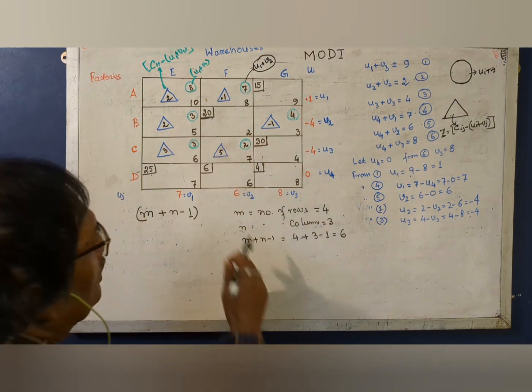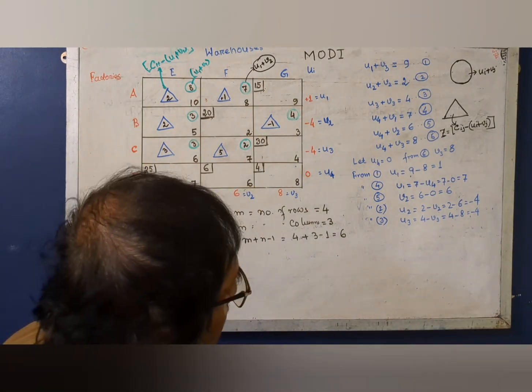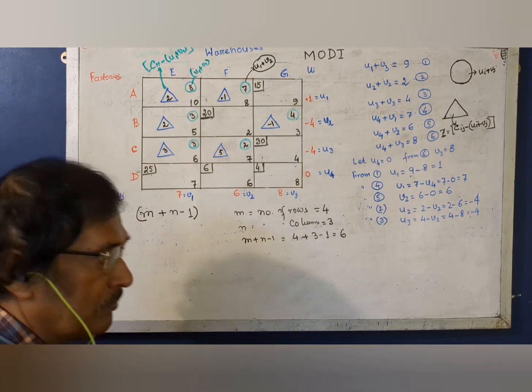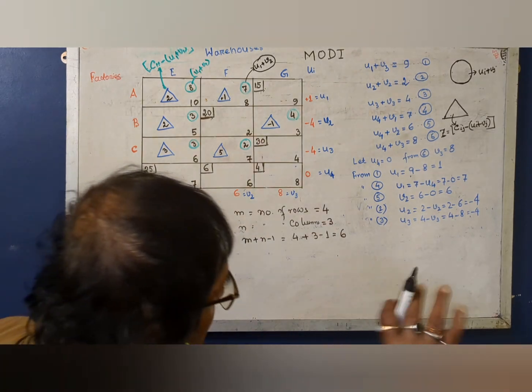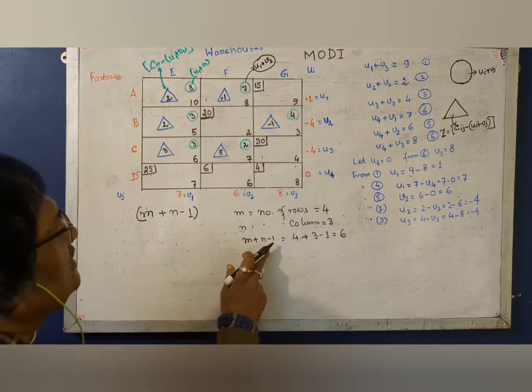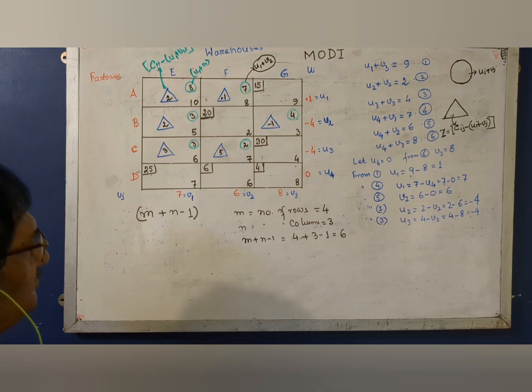If the number of allocations is 5 or 4, in that case it will be a case of degeneracy, and that is a special case. How you will solve in the case of degeneracy, I will discuss later on. First of all, I am taking the straightforward problem. That means in this case we can proceed. Now how will you proceed?